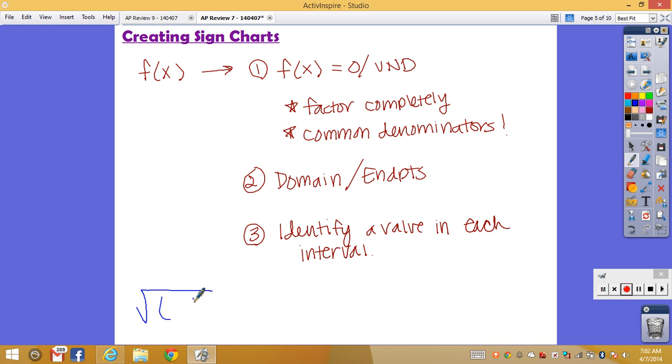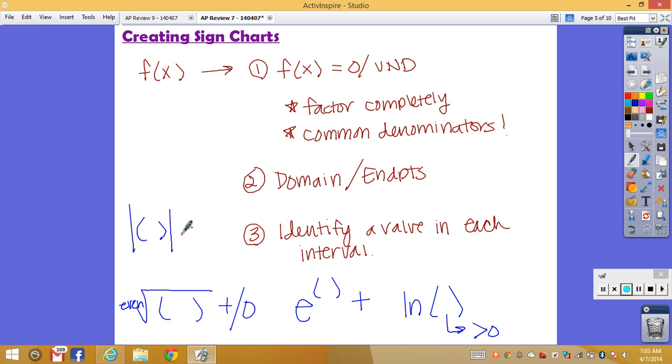Things that we should remember: the square root of anything is always positive or 0. E to the anything is always positive. Ln of anything has to be greater than 0. And actually, let's just call that square root or an even root. And then a few others that I'll squeeze in right here. Absolute value is always positive or 0. And anything to an even power is positive or 0. So those are all special functions that you should keep in mind when you do your sign charts.